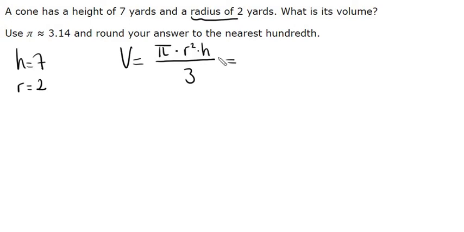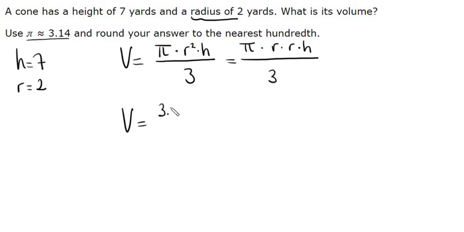But instead of r squared, I'm going to write r times r: pi times r times r times h divided by 3. So the volume is going to be, pi is 3.14 as you can see, 3.14 times the radius 2, times again the radius 2, times the height 7, h is 7, divided by 3.